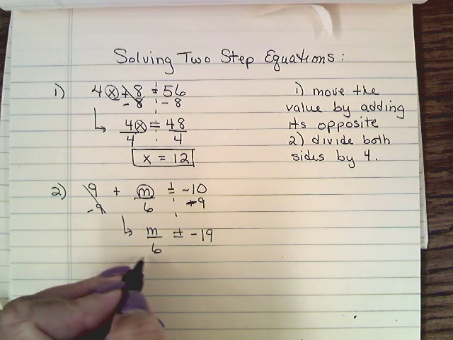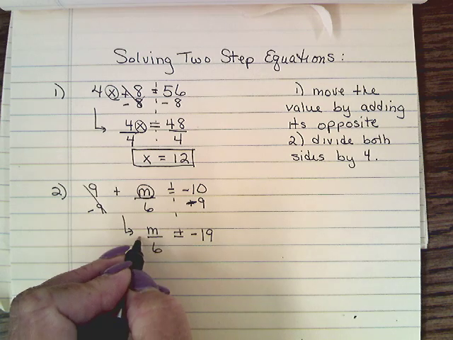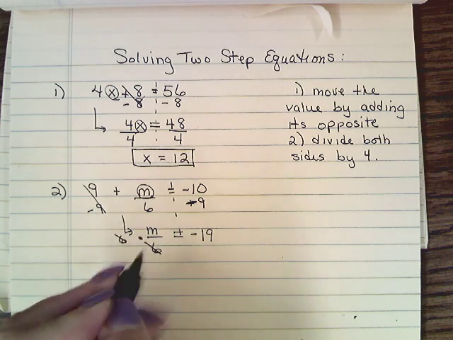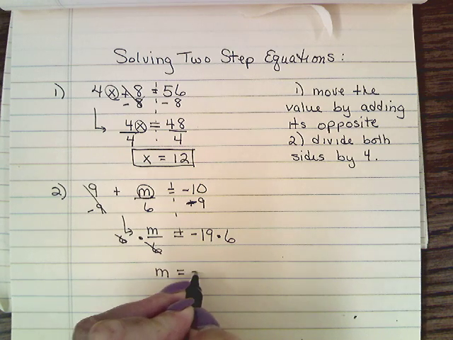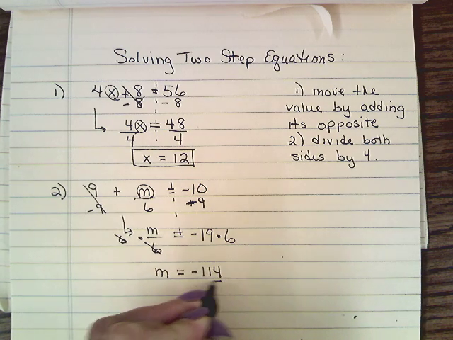All right, now we have the expression m over 6. We need to multiply both sides by 6 like we did with the one-step equation, and m is now going to be equal to negative 114.